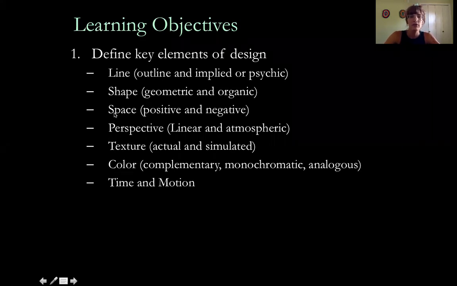Space is another element of design. We'll talk about both positive and negative space. Perspective, we'll look at linear perspective as well as atmospheric perspective. Texture, we'll talk about both actual texture and simulated texture. And color. There's a lot going on with color with the readings, but the three I'm going to focus on are complementary colors, monochromatic colors, and then analogous colors. And then lastly, we'll look at time and motion as an element of design.